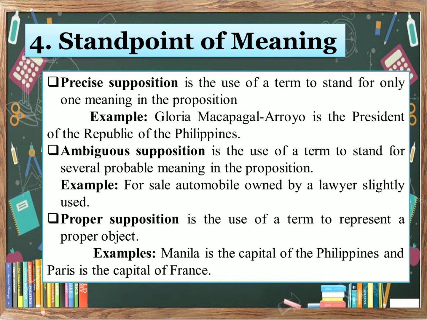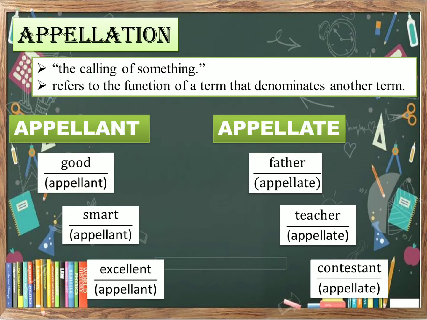Next, proper supposition is the use of a term to represent a proper object. Examples: Manila is the capital of the Philippines and Paris is the capital of France. That means it is the proper or exact meaning of an object. Next, appellation. The term appellation literally means the calling of something. Applied in logic, appellation refers to the function of a term that denominates another term.